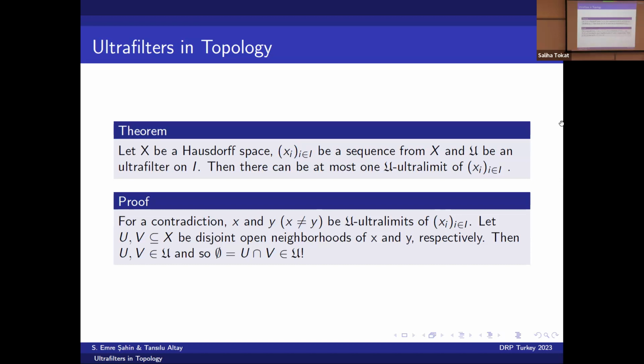Our theorem: let X be a Hausdorff space, take a sequence from X, and let U be an ultrafilter on its index set. We show that there can be at most one ultralimit of this sequence. We take two distinct elements in X, and we have two disjoint neighborhoods of them, and because both are ultralimits, those index sets are in the ultrafilter, and their intersection, because of the Hausdorff space definition, is the empty set, and we know the empty set does not belong to the ultrafilter. This is a contradiction.